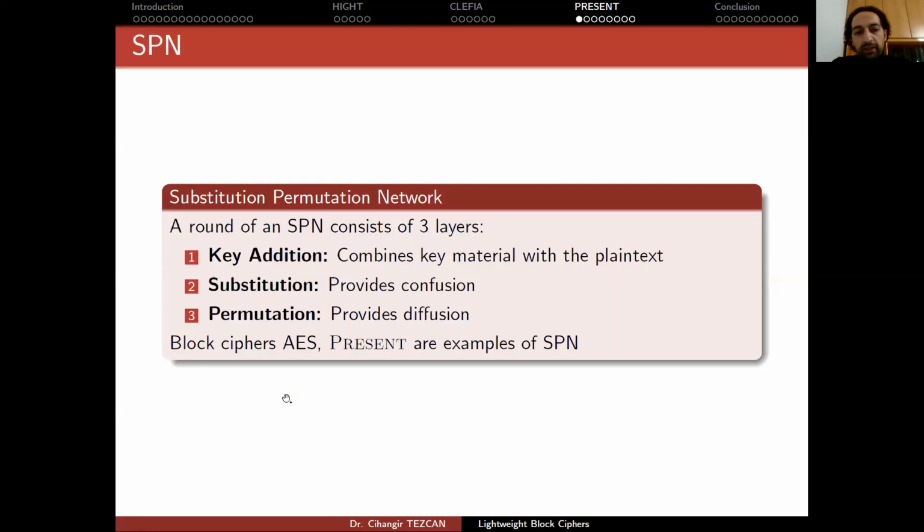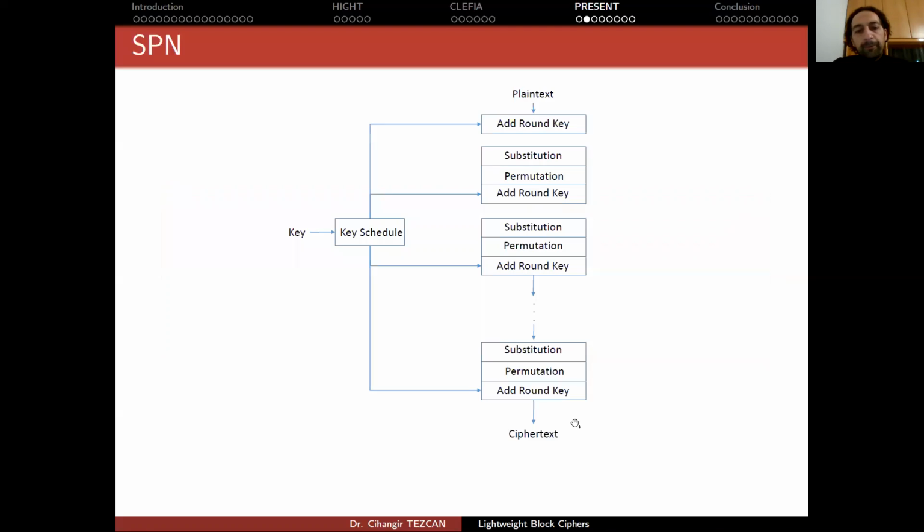So the most famous example for an SPN cipher is AES, which is probably the most used encryption algorithm in the world. But for the lightweight case, present is the best example for an SPN. So in the following slides, I will briefly mention AES, then we will talk about present in detail.